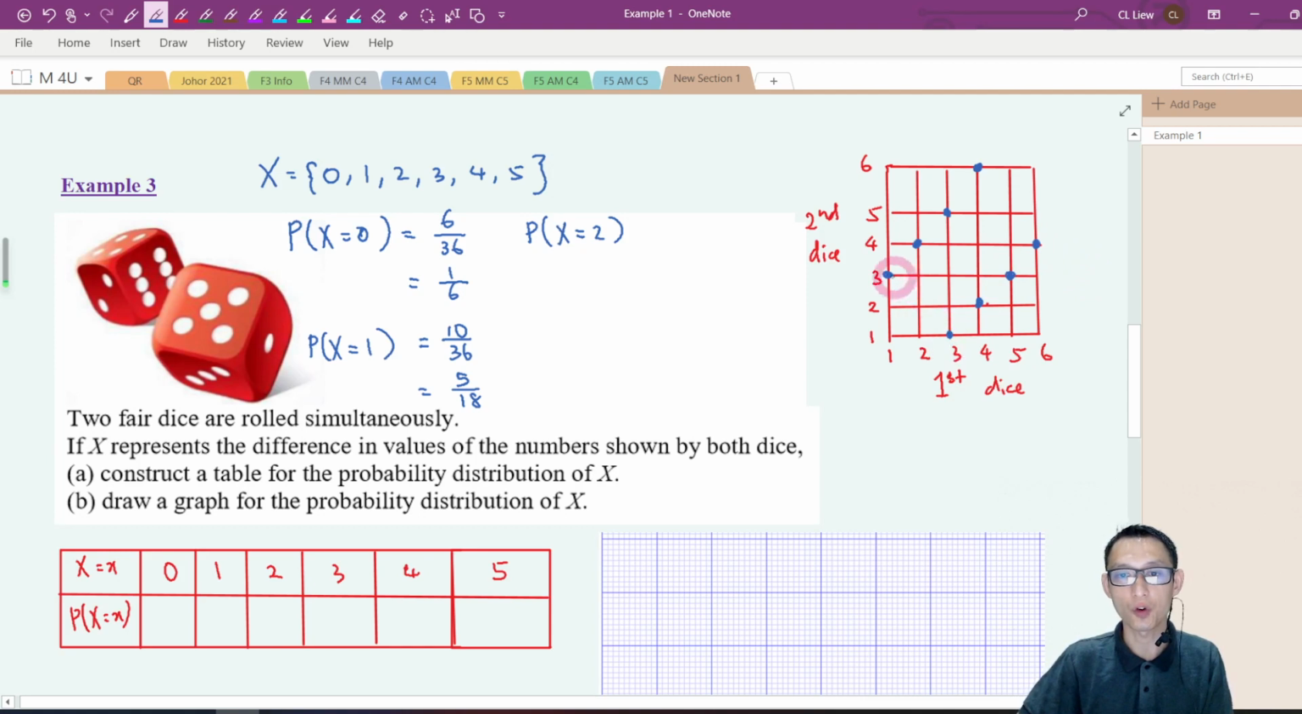Let me double check. Yes, correct. 1, 2, 3, 4, 5, 6, 7, 8. So it's equal to 8 over 36. If I simplify it, divided by 4, it is 2 over 9. Now, let's go to P(x = 3). The difference this time will be 3.